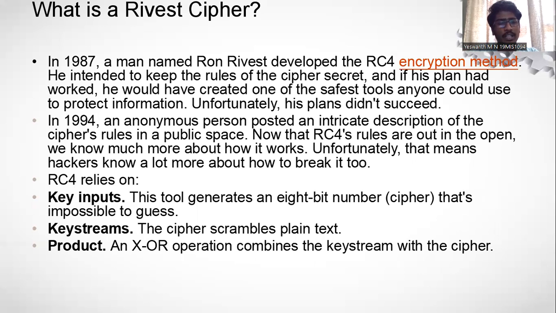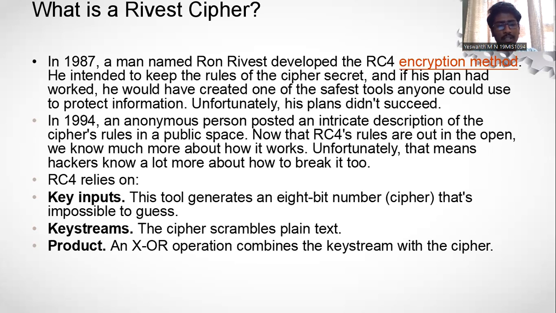What is the RC4 cipher? In 1987, a man named Ron Rivest developed the RC4 encryption method. He intended to keep the rules of the cipher secret, and his plan worked at first. He had created one of the safest tools anyone could use to protect information. Unfortunately, his plans didn't succeed. In 1994, an anonymous person posted an intricate description of the cipher rules in a public space. Now that the RC4 rules are out in the open, we know much more about how it works. Unfortunately, that means hackers know a lot more about how to break it too.